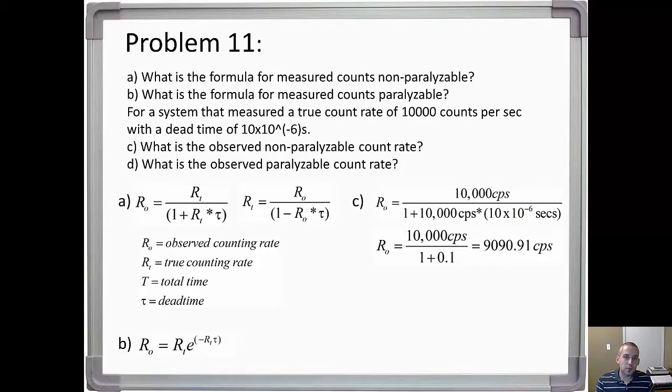What's the observed parallelizable count rate? We just plug it in this formula. 10,000 e to the exponent minus 10,000 times the dead time, which is 10 times 10 to the negative 6 seconds, and we get our answer, 9,048.4 counts per second. I mean, it makes sense because the counts per second should be higher in the non-parallelizable as compared to the parallelizable count rate.